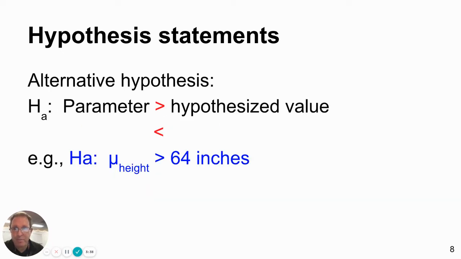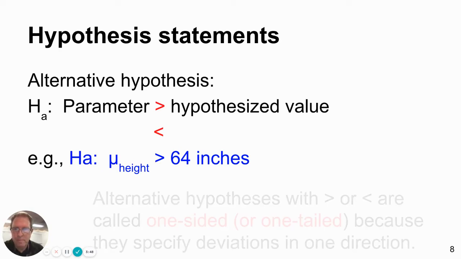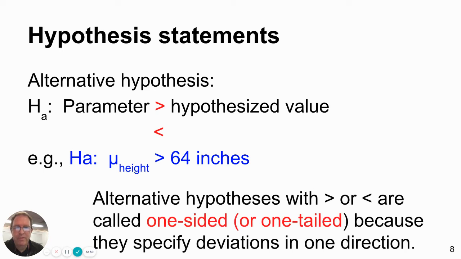And here's the other type of alternative hypothesis with a greater than or a less than sign. And I give as my example, the mean height is greater than 64 inches. The alternative hypothesis with the greater than or less than sign are called one-sided or one-tailed because they specify deviations in just one direction.